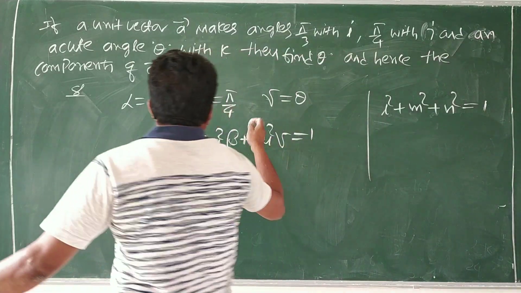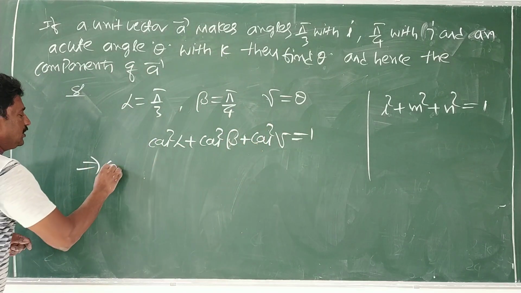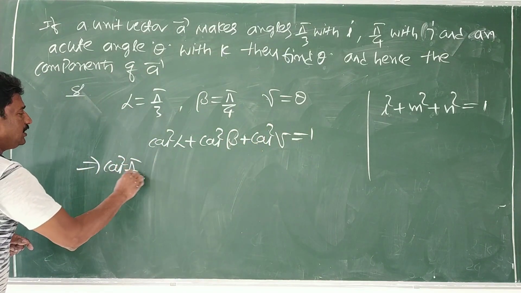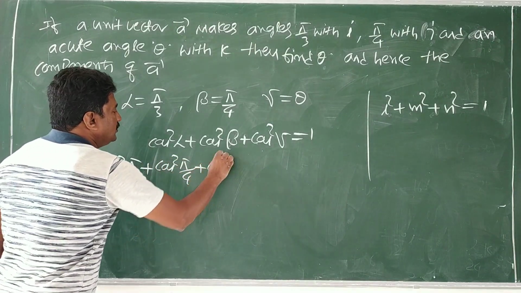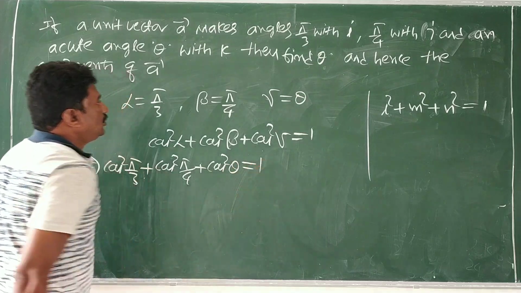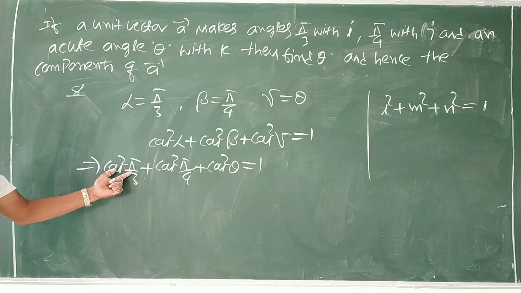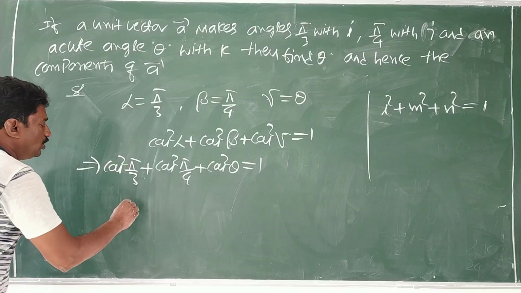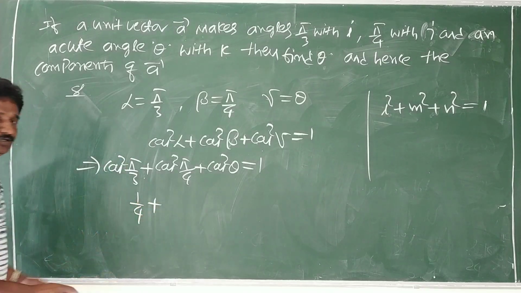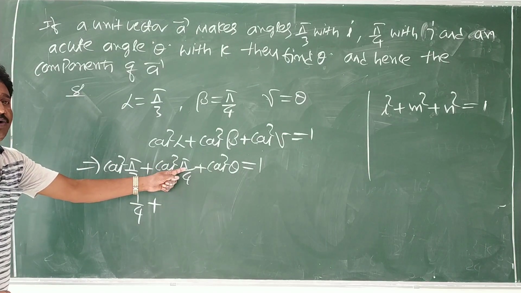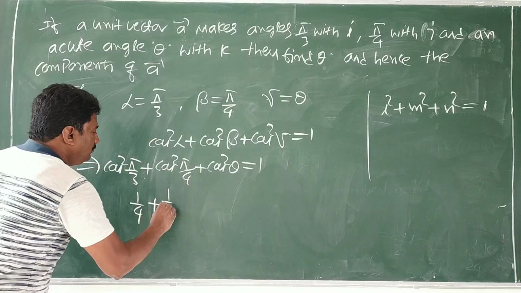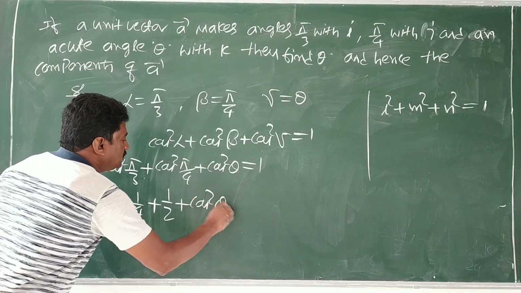Now substitute for alpha, beta, gamma. Cos square of pi by 3, plus cos square of pi by 4, plus cos square theta is equal to 1. So tell me cos 60, students. Sin 60 is root 3 by 2, cos 60 is 1 by 2. 1 by 2 whole square is 1 by 4. Cos 45 is 1 by root 2, and 1 by root 2 whole square is 1 by 2. Plus cos square theta is equal to 1.